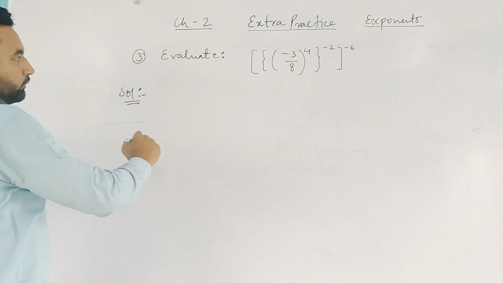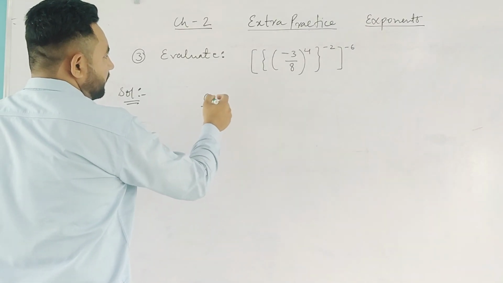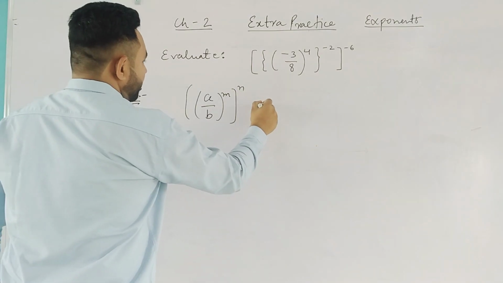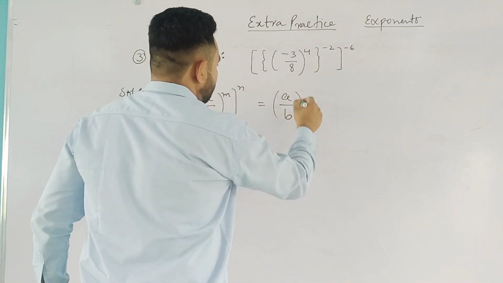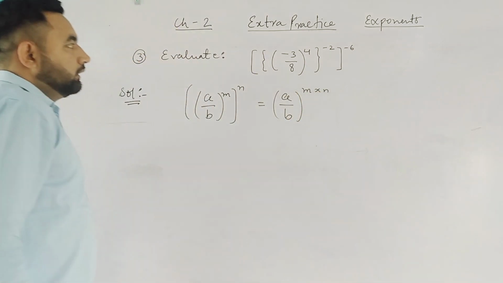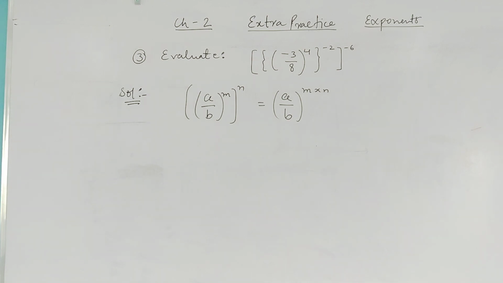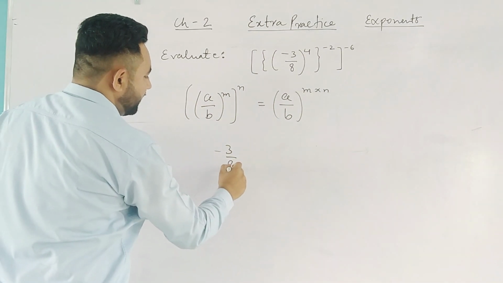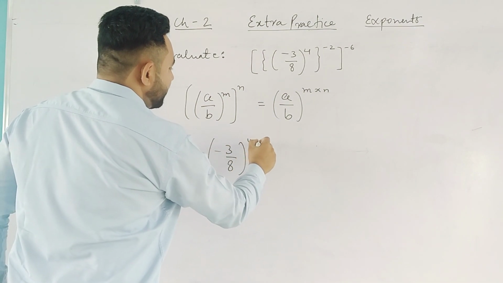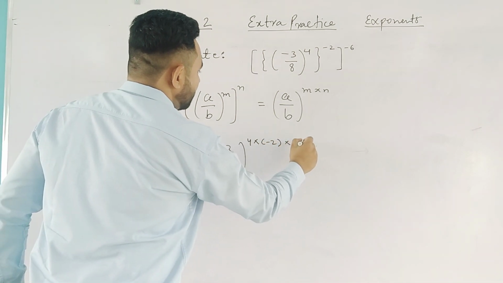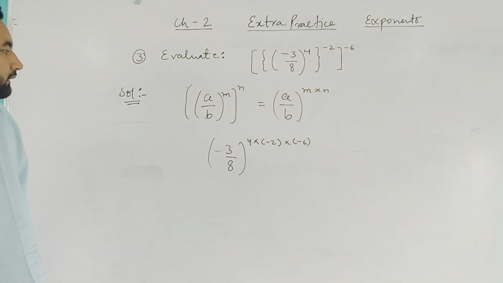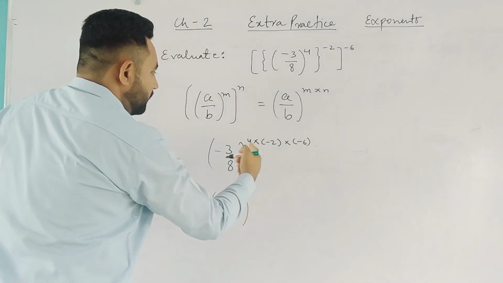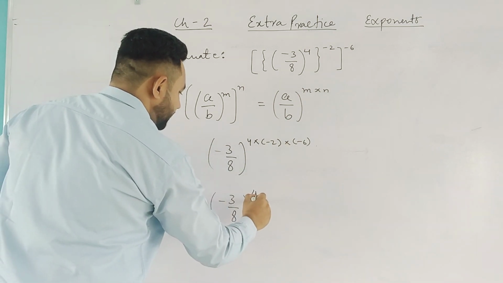For this, you know that if A upon B is having a power of M to the bracket N, what will it be? A by B to the power M multiplied by N. It means all the powers which are outside the bracket will get multiplied. So minus of 3 by 8 to the power 4 multiplied by minus 2 multiplied by minus 6. So minus of 3 by 8 to the power, 8 6s are 48.